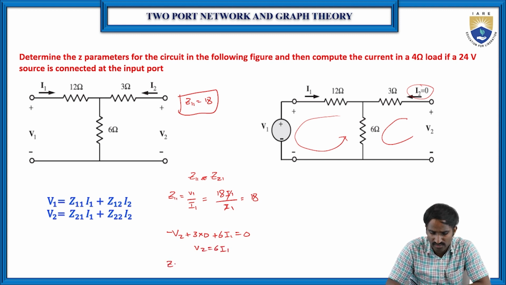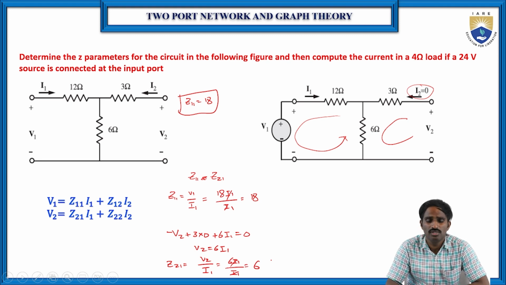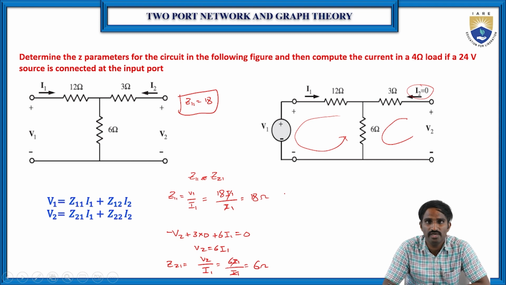Then similarly Z21 is equal to V2 by I1, so 6 into I1 by I1. I1 gets cancelled, and you will get Z21 is equal to 6 ohms. This way you can find the values of Z11 and Z21.